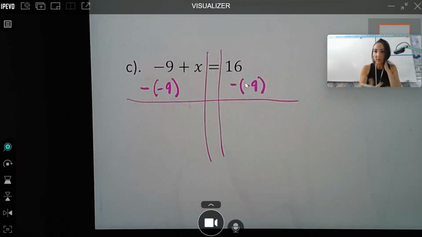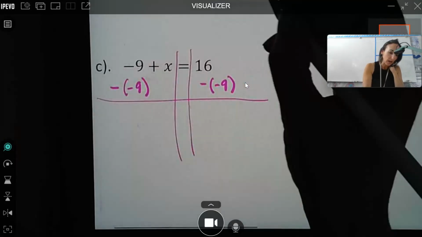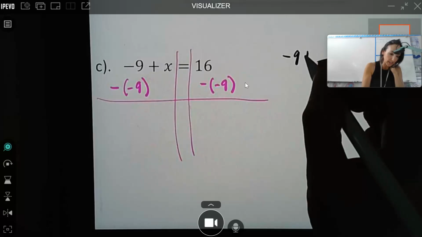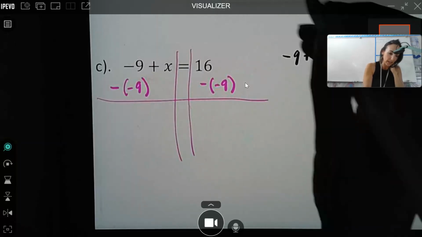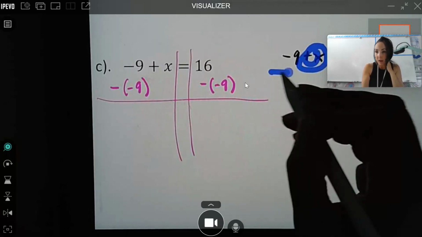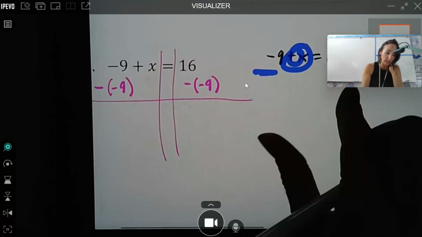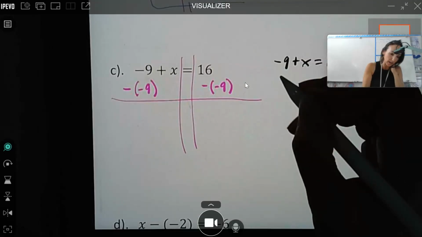However, if I was actually doing this one, I would look at this and know, okay, I'm trying to get x by itself. How am I going to get rid of that negative 9? I'm just going to be adding 9.